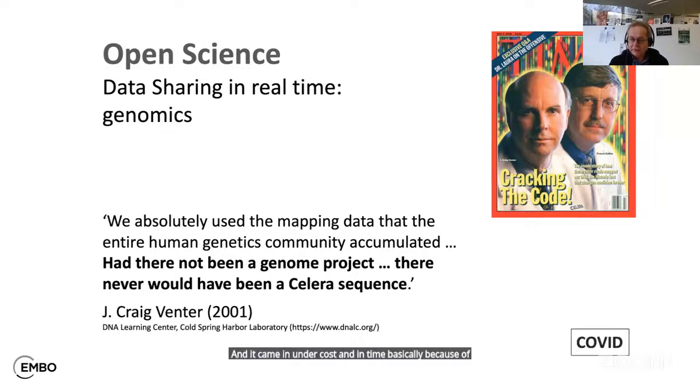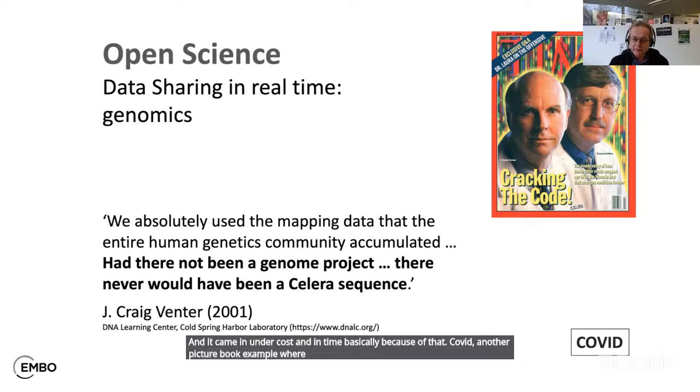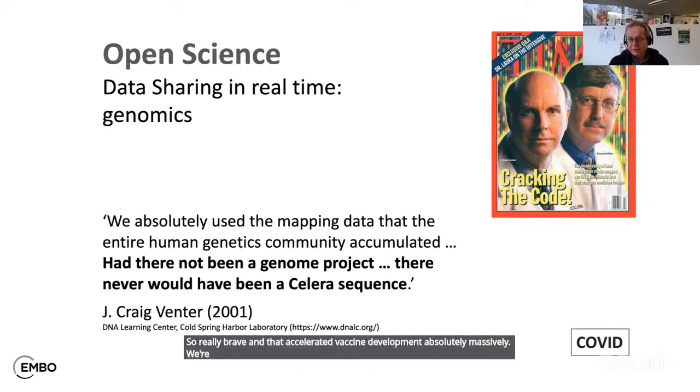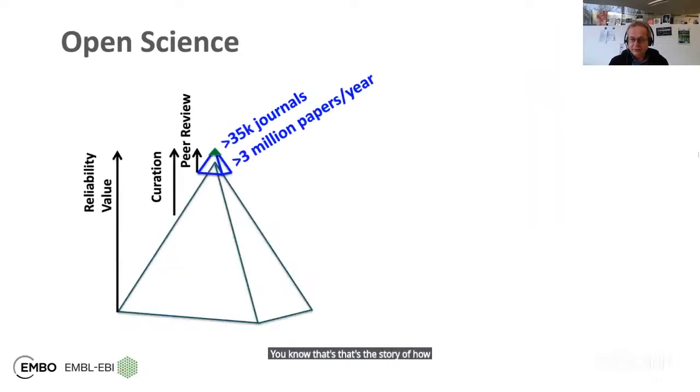COVID is another picture book example where things went extremely well with open science. Some very brave Chinese scientists, against orders, released some information very early on and got punished for that. So really brave, and that accelerated vaccine development massively. We're still stuck on finding the origin of the COVID virus because that's where open science didn't work. We still don't have the primary swabs released from the marketplace. So that's the story of how it works and doesn't work in open science.